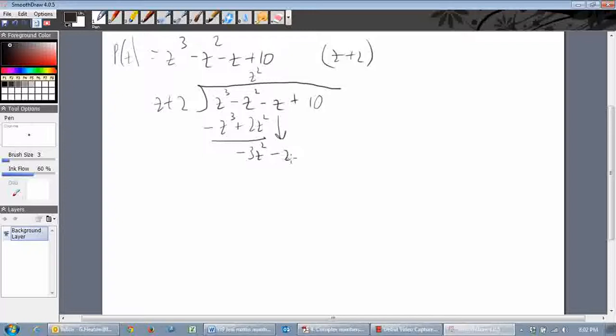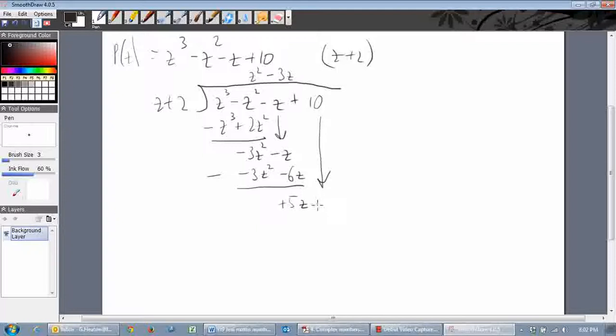We bring down the negative Z. What do we need to multiply this by to get negative 3Z squared? It would be negative 3Z. So let's now multiply that by this, and you get negative 3Z squared minus 6Z. So negative 3 times that. Yep, that's right. And now we'll subtract these. Now we'll get 0 there. Here you've got negative Z plus 6Z, and you get plus 5Z there.